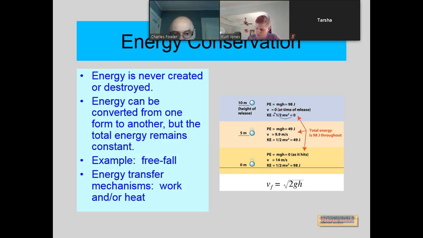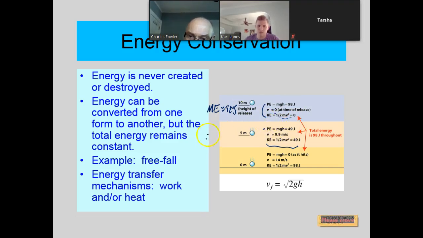When it's halfway down, now the h is 5 meters. Mass of 1, g is 9.8. 9.8 times 5 is 49. And the velocity now is 9.9 meters per second. You don't know that. You know it because your total mechanical energy here is 98 joules. It's the sum of these two. And since down here, when you're at 5 meters, you know potential energy is 49.